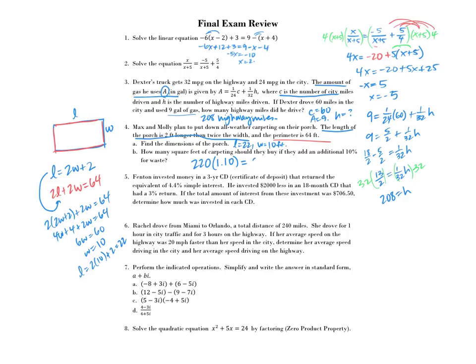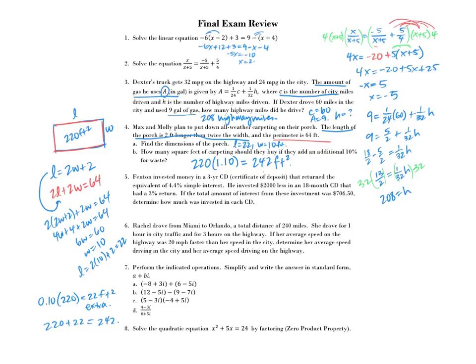I get 242. Another way to think of that is that if their porch is 220 square feet, and if I did 10% of that, 0.10 times 220, that gives me 22 feet squared. And that's the amount extra. And so they need to add that to the 220. 220 plus 22. So that gives me 242. So that's the same thing that I got by multiplying by 1.10. So whichever way you want to think about it is fine.